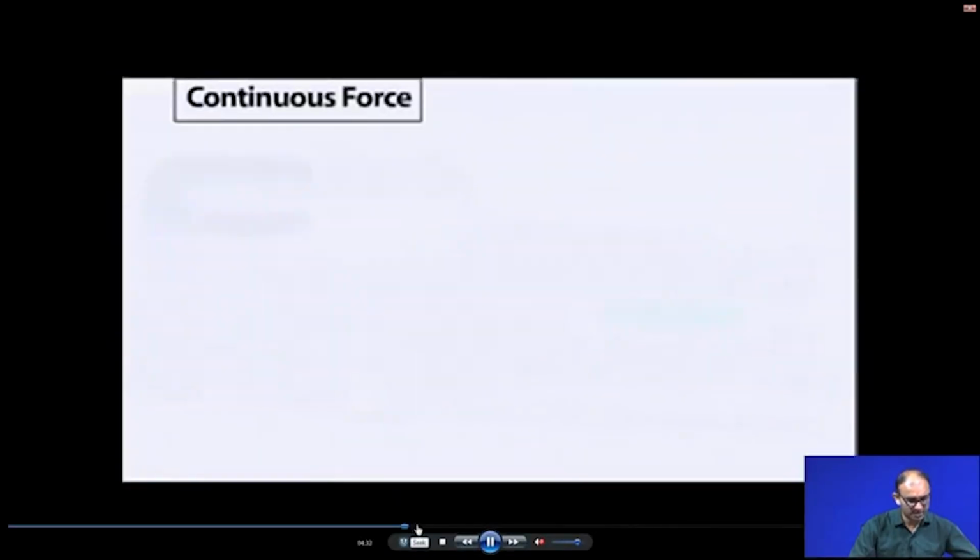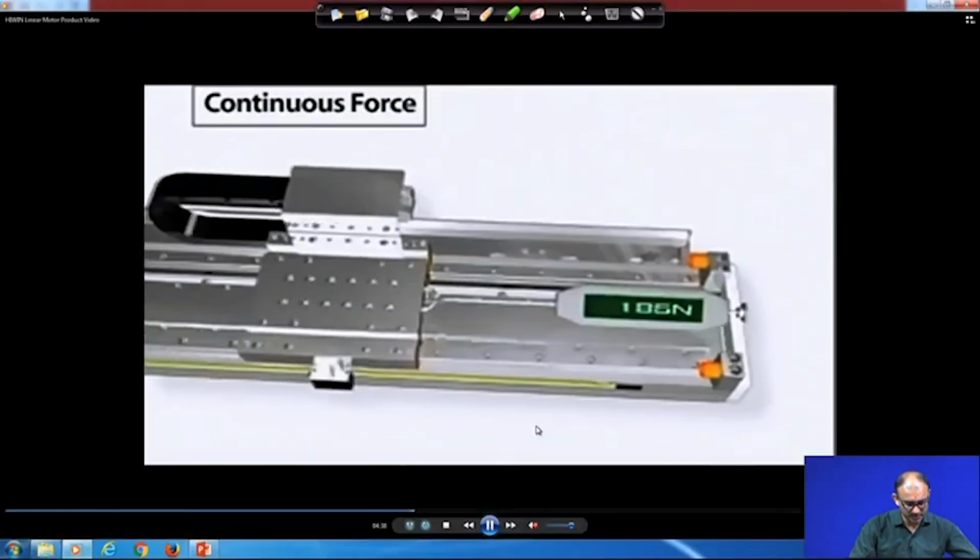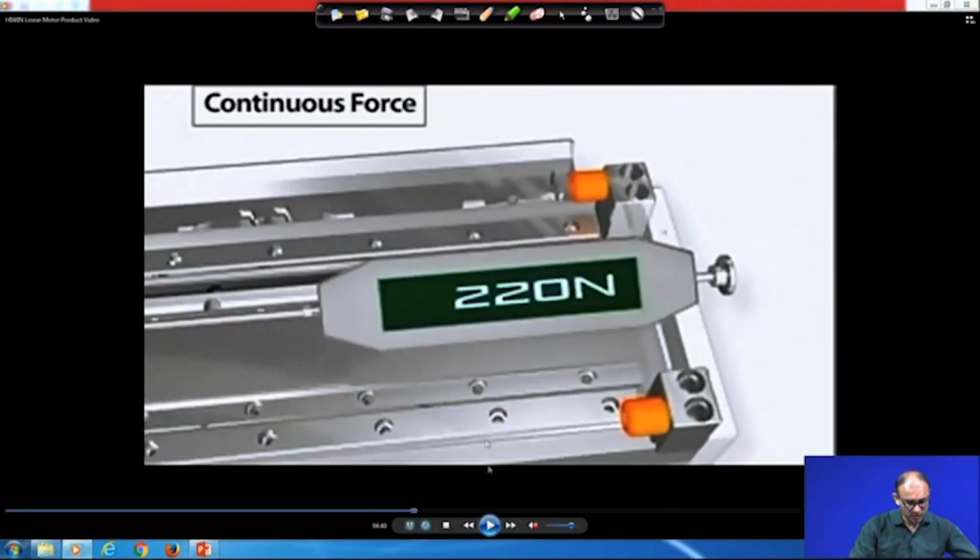Right. The second one is the continuous force. If you apply continuous current, how much force can you get when you are moving this platform? That is called the forcer.